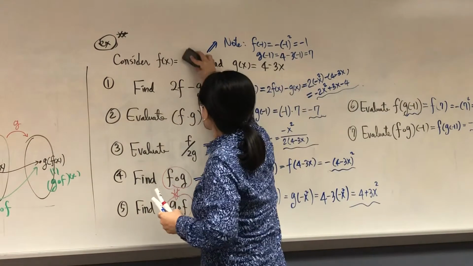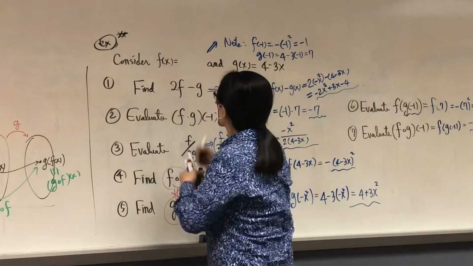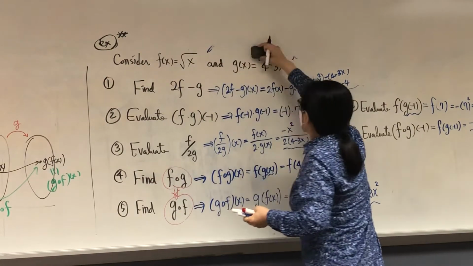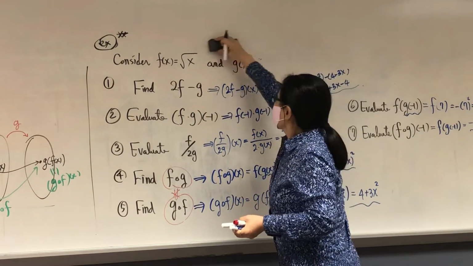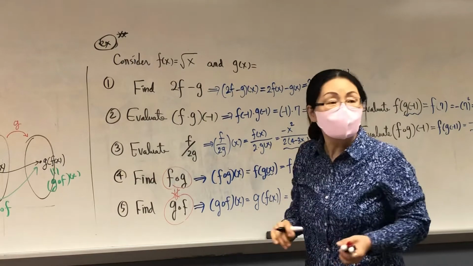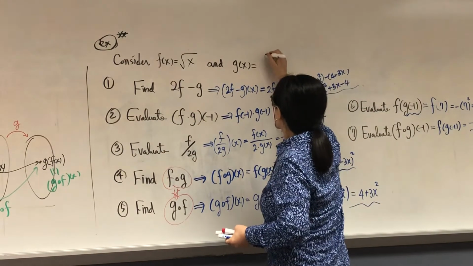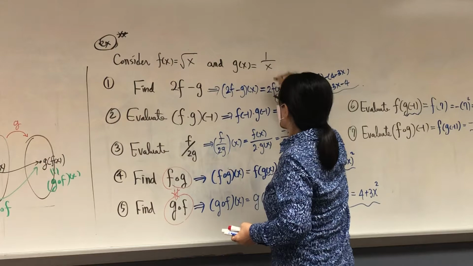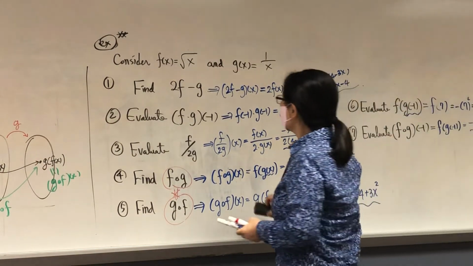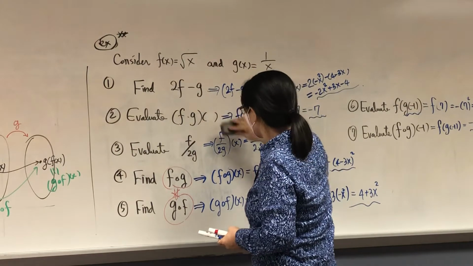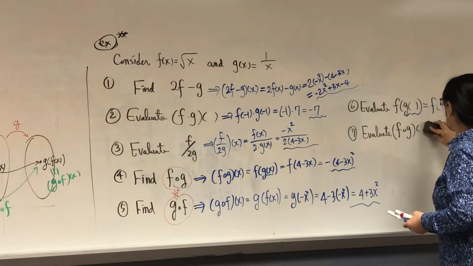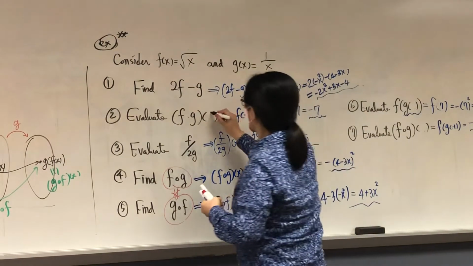Okay, I wanna change f of x as a square root of x. And I wanna make g of x as a what? Something easy. Let's say 1 over x. Okay. Why not? And then maybe I have to change this value. Here, I want to make this one as a 4. Let's say 4.